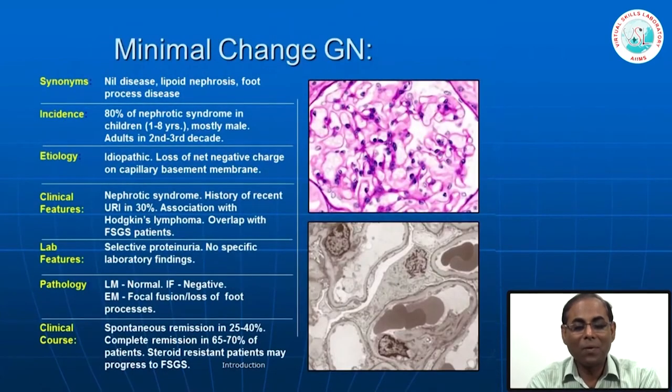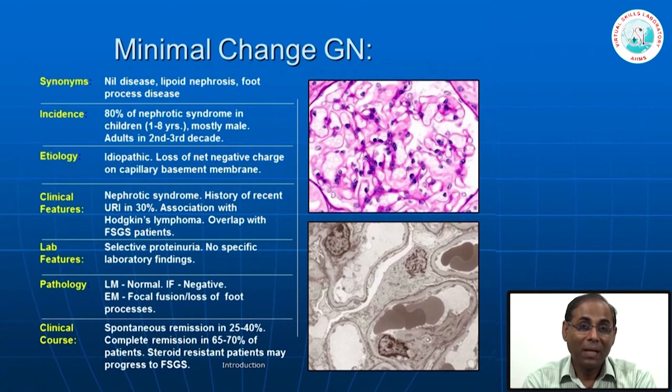The synonyms are Nil disease, lipoid nephrosis or foot process disease, so obviously foot process disease. Incidence: 80% of the nephrotic syndrome in children 1 to 8 years, mostly in males; in adults it is usually in the second and third decade, and incidence is much lower. Etiology: it is idiopathic, there is some abnormality in the podocyte, the charges and the capillary basement membrane charges. Clinical features we have already discussed, and in the lab features, there is selective proteinuria.